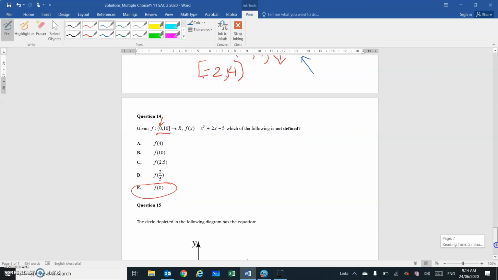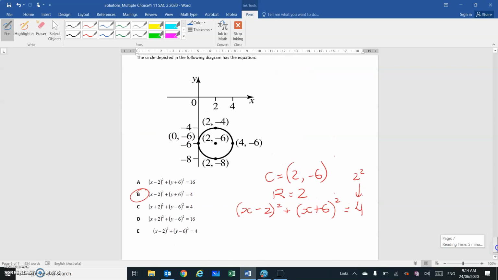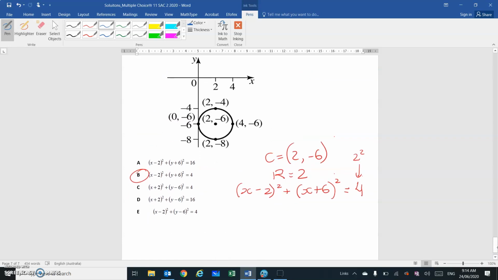And the last question on the multiple choice was a circle. I believe that didn't show on some of the computer versions, but let's do it anyway. The center is 2, minus 6. The radius is 2 units for this circle. You just get that by reading off the actual graph. So therefore the equation is x minus 2 all squared plus y plus 6 all squared equals the radius squared, which is 2 squared, which is 4. So option B.